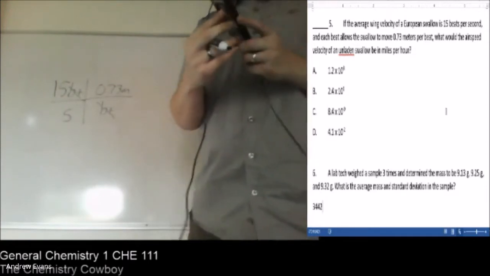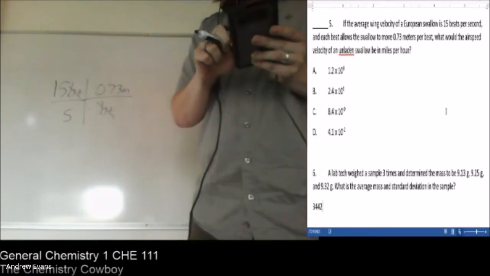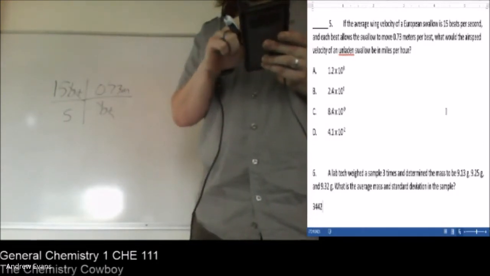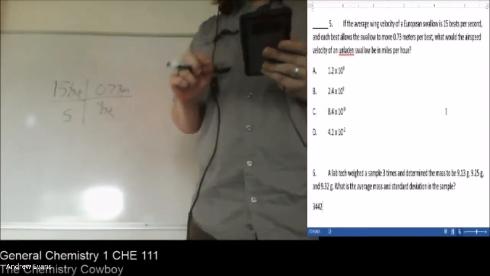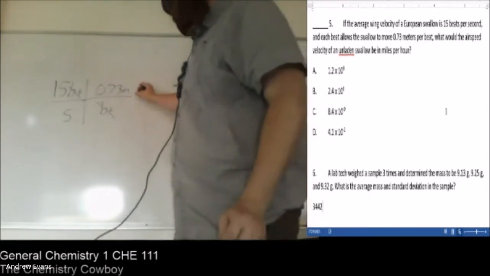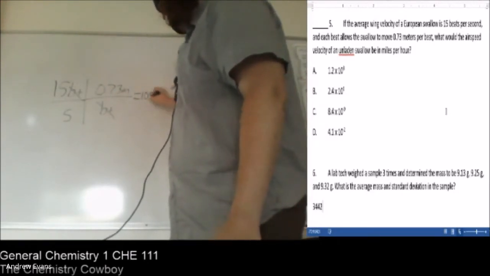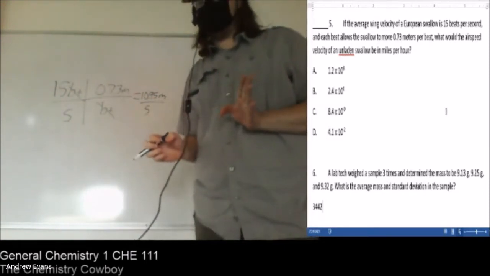So quickly doing this math, how far will a swallow move in 1 second, assuming average wing speed? You move 10.95 meters in a second. Okay, 10.95 meters.